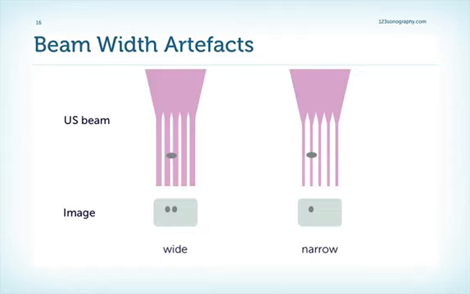I already discussed beam width artifacts in the section on 2D imaging. Just briefly, if we have very broad beams, then a structure might be hit by two beams, and thereby the ultrasound machine is fooled into believing that there are actually two different structures and not one. This does not happen if we have a narrow beam width.